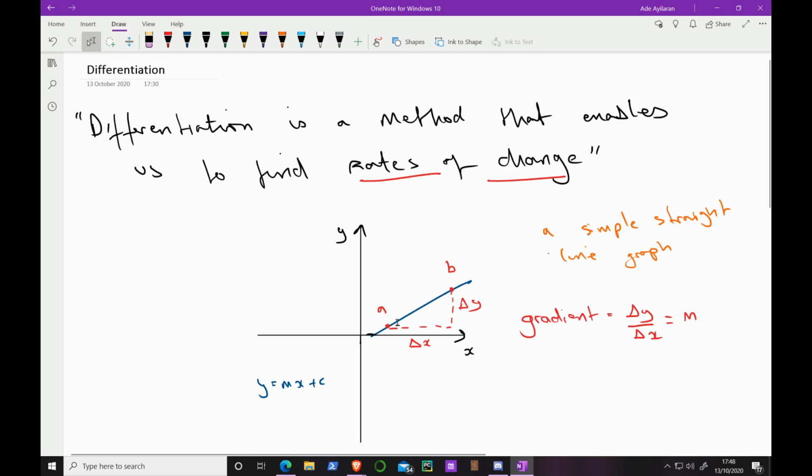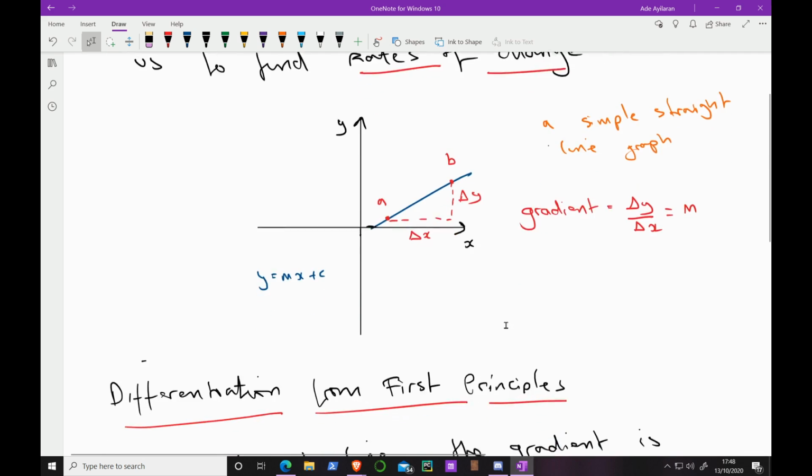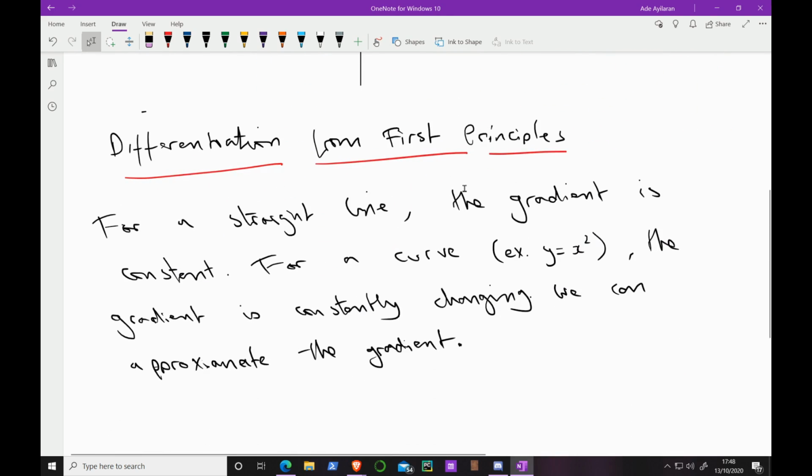We find the change in y, the change along the y-axis between those 2 points, and the change along the x-axis between those 2 points. It's change in y over change in x. So the rate of change of y with respect to x will give you the gradient. Now, differentiation from first principles.